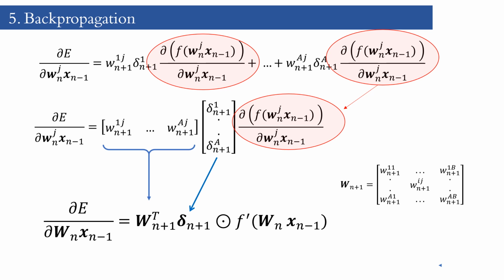Then each term needs to be multiplied by the derivative f dash Wnj xn minus 1. This element-wise product is known as the Hadamard product. It can be represented using this symbol. As the final term, what we get is a row vector of size B corresponding to each node in layer n.